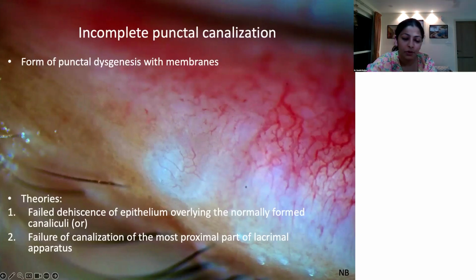Now, look at the image here. In the center of the image, can you see a depressed area with vessels on it? That is the area of your puncta, and you see that there is a nice membrane overlying that punctal opening. So what happens during development is there is failure of the dehiscence of epithelium over a normally formed canaliculi. Just as there is failure of canalization at the nasolacrimal duct in CNLDO, there is failure of canalization of the punctal opening in these cases. What do you do? Next, please.